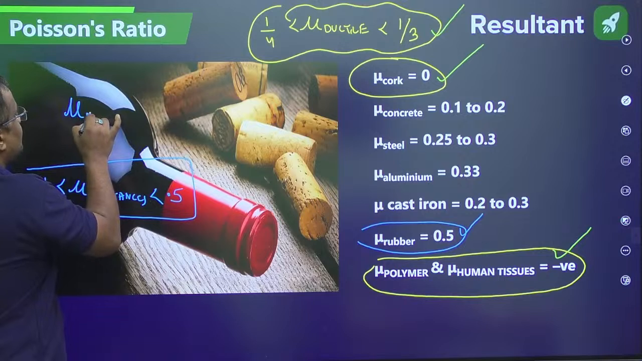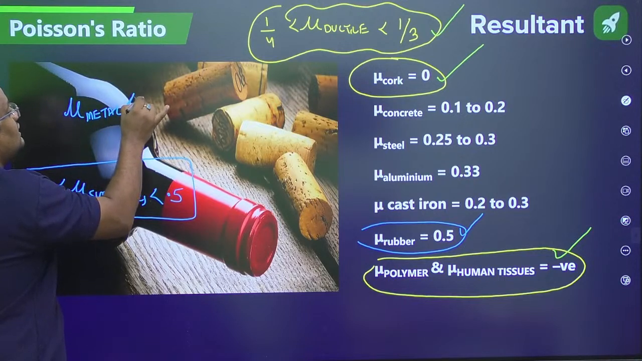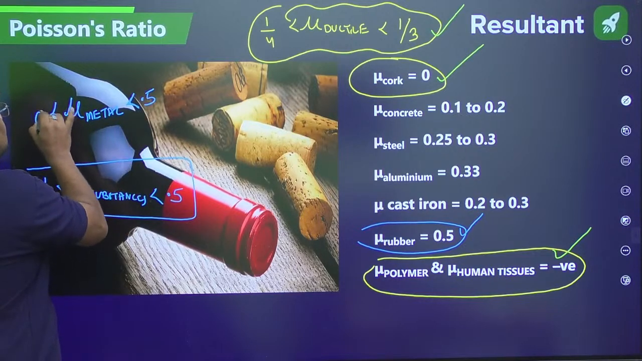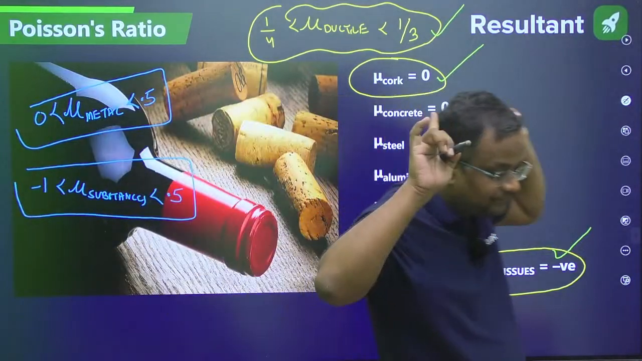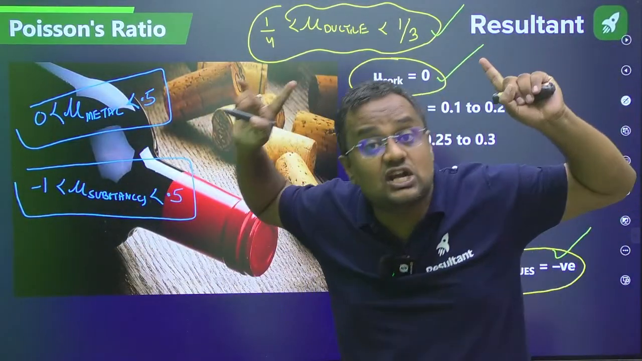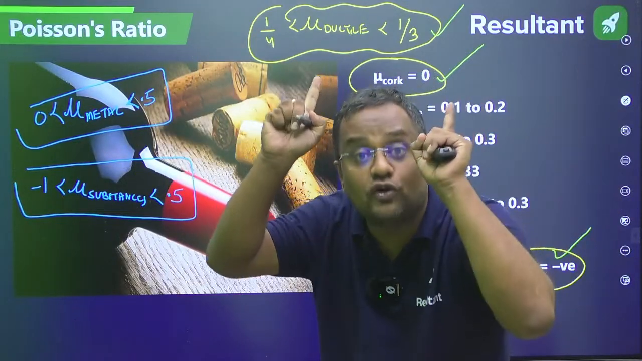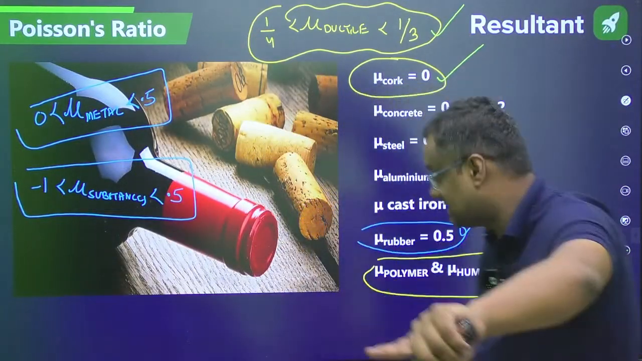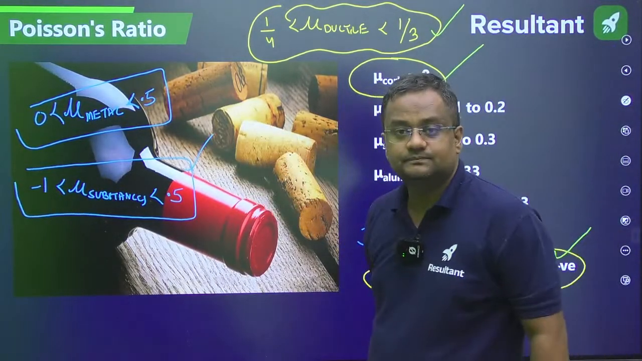I will let you know, guys. Both questions are actually different. When they ask the question in any exam about the range of mu for all substances in this world, polymer and human tissue will also come. Then this is the correct answer.